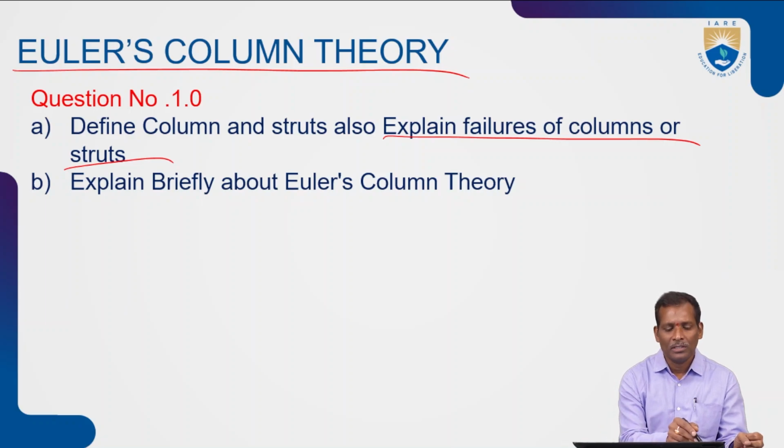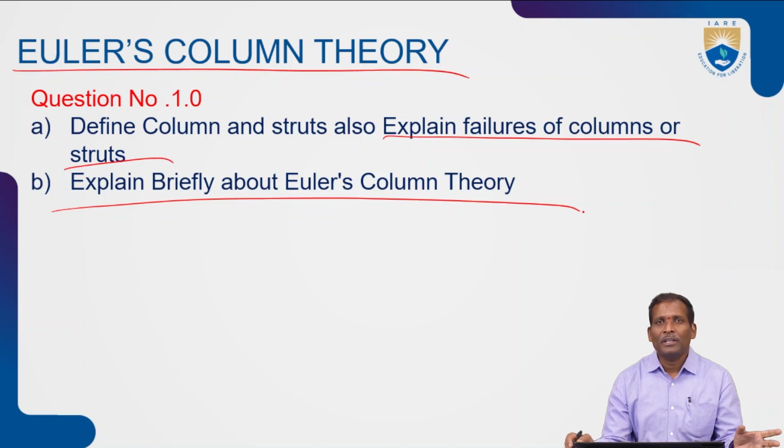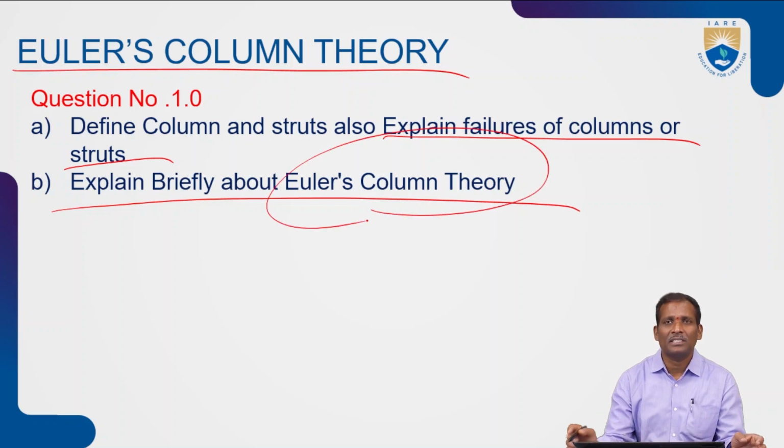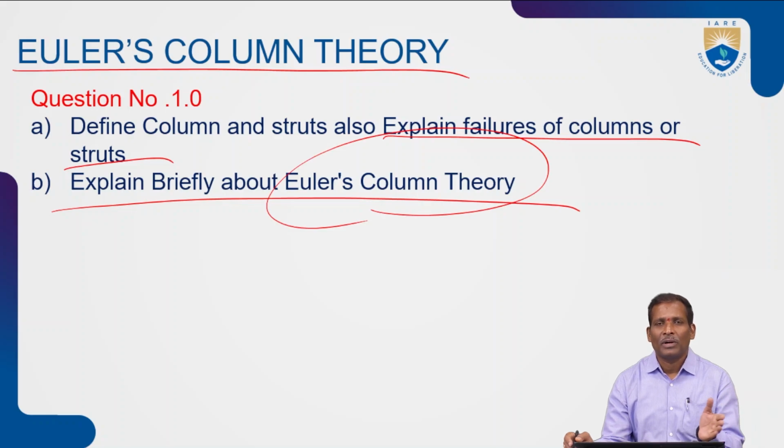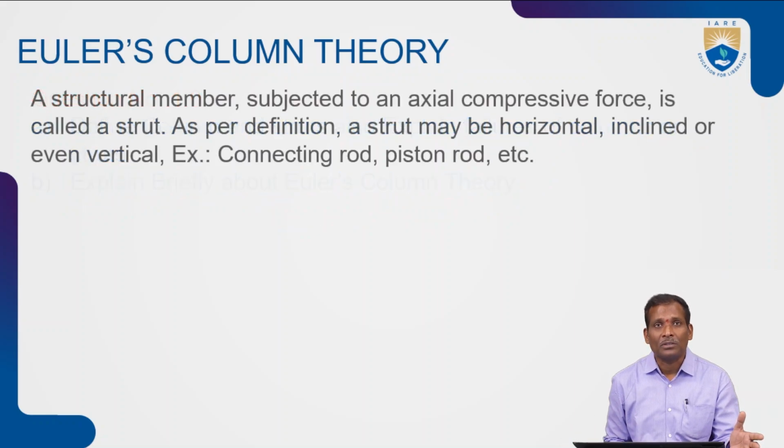In the second part, explain briefly about Euler's column theory. First you have to write the column and strut definitions and failures, and then briefly explain Euler's column theory. What is this theory? What are the applications of this theory? You have to explain briefly. So this is the question. Now we will see the solution.